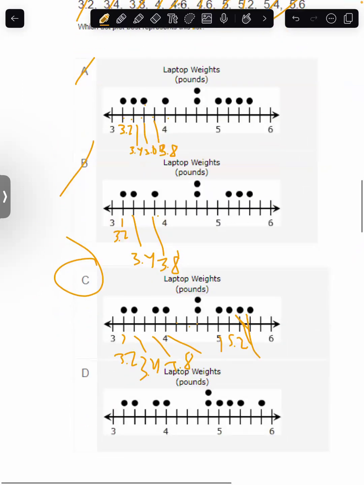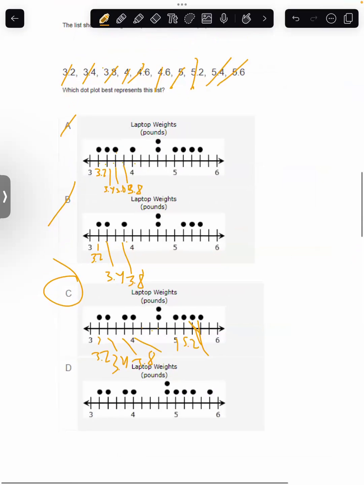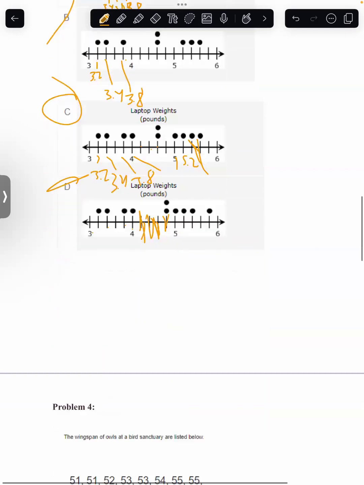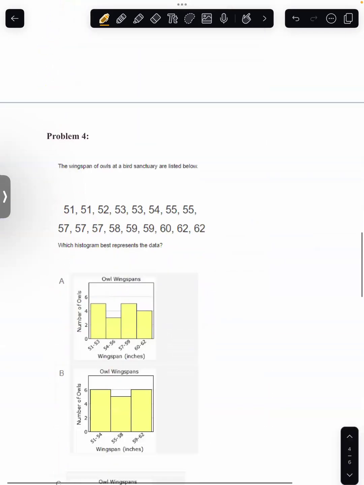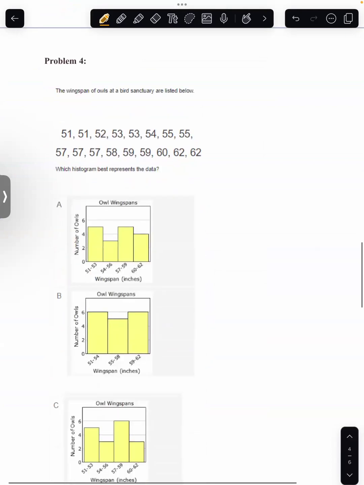Should be C. Let's prove one of the other ones wrong, and then we'll be good. So we just need to prove one of them is off. Okay, so we look at 3.2, okay. 3.4, okay. 3.8, okay. 4, okay. Is there 4.2, 4.4, 4.6? No. Okay, so there's two 4.8s, not 4.6s. Okay, that's how you would prove that.